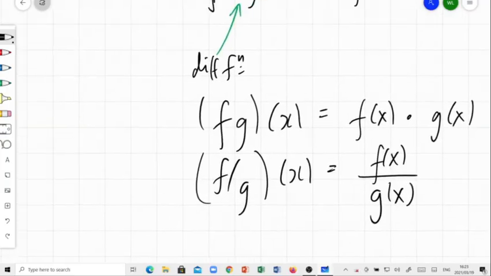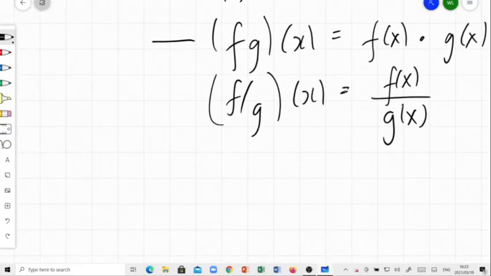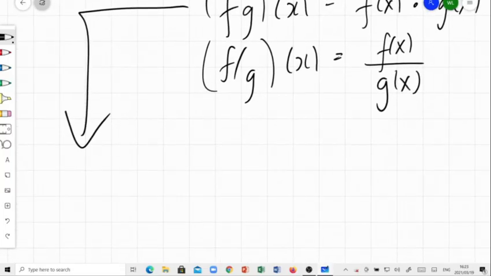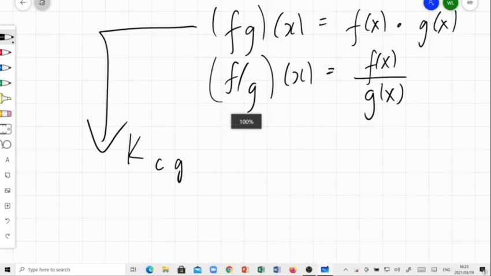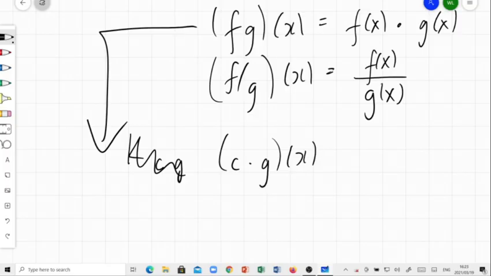A special case of this multiplication function comes in when one of the functions is a constant function. In this case, f is the constant function c, remember that's the constant function. In other words, fg is just going to be c times g of x. Let me be a bit more clear.